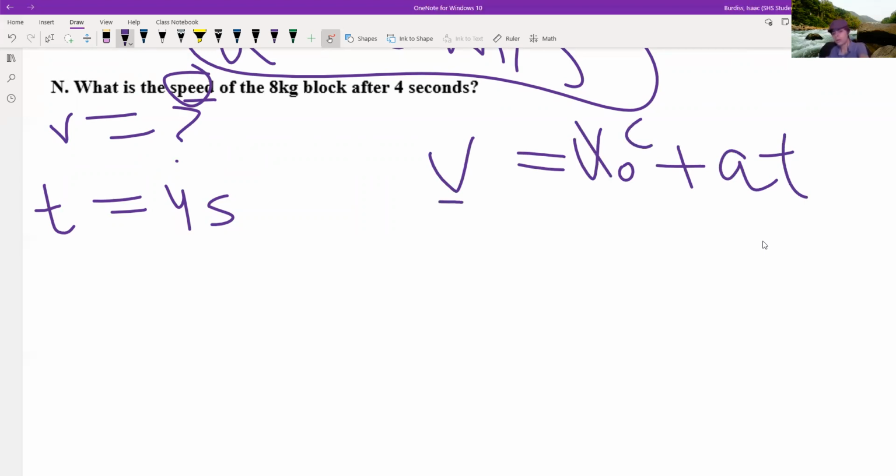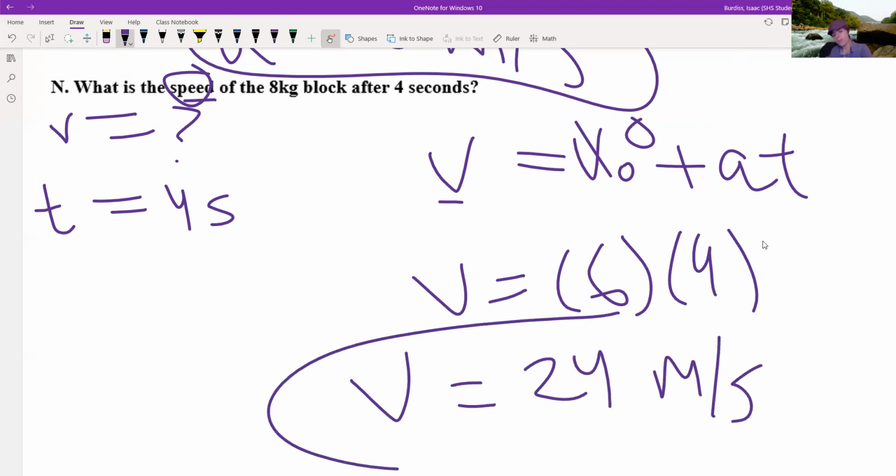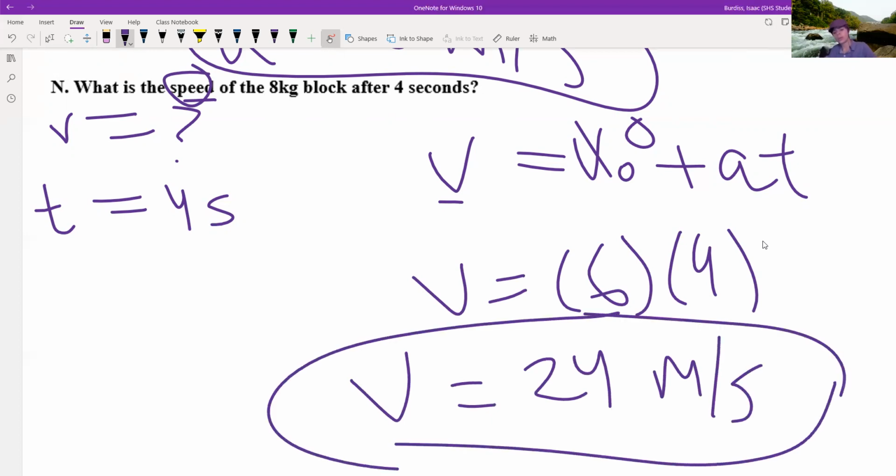The initial is 0. Acceleration is 6. We just found that in the other problem. And then time is 4. So the velocity is 24 meters per second. That would be the end of this unit.